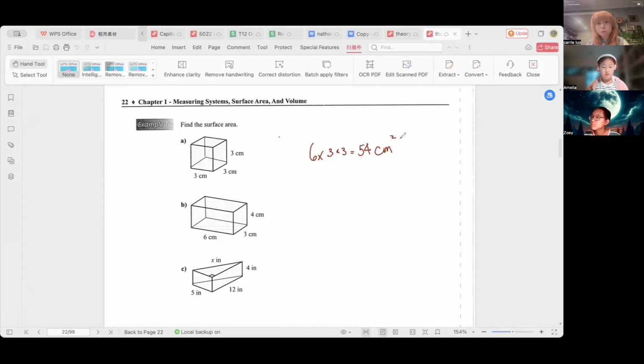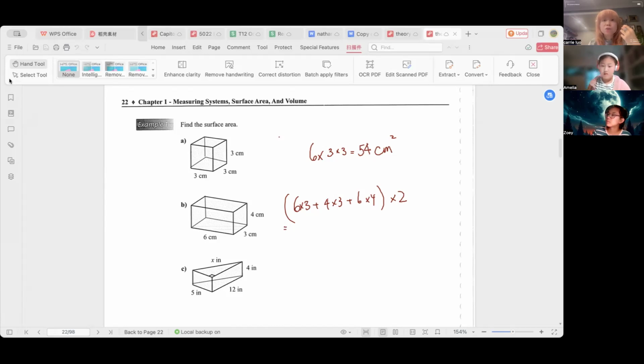Okay, next one. 6 times 3 plus 4 times 3 plus 6 times 4, 把那个偶切一切啊，then times 2. Okay? That equals what? I got 108. Yeah, same. Did you get the same calculation? 108 cm squared. Yeah.